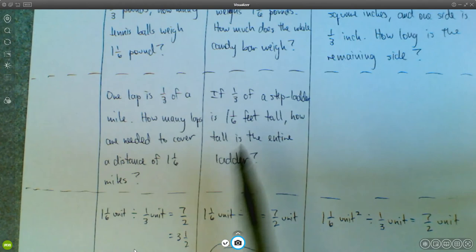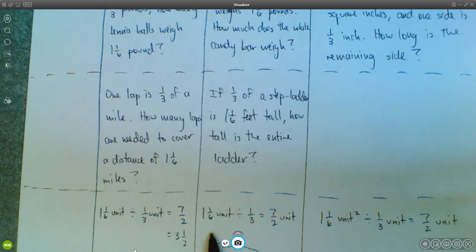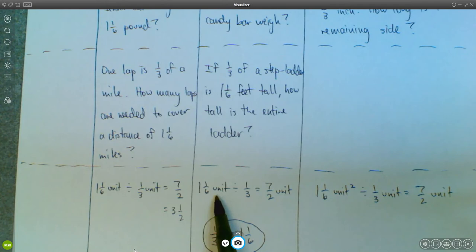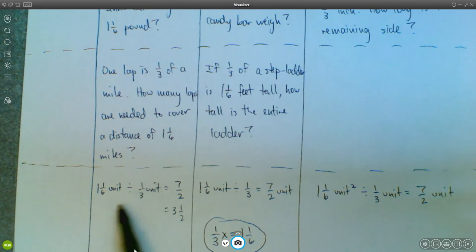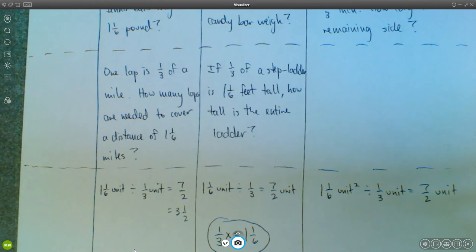A shorter way to do that is to just say, well, it's 1 1/6 divided by 1/3. So this is what you're setting up: 1 1/6 feet divided by 1/3 is how many feet, right? So your units are on opposite sides of the equal sign. In the measurement model, the units are on the same side of the equal sign. In the partitive model, the units are on opposite sides of the equal sign.